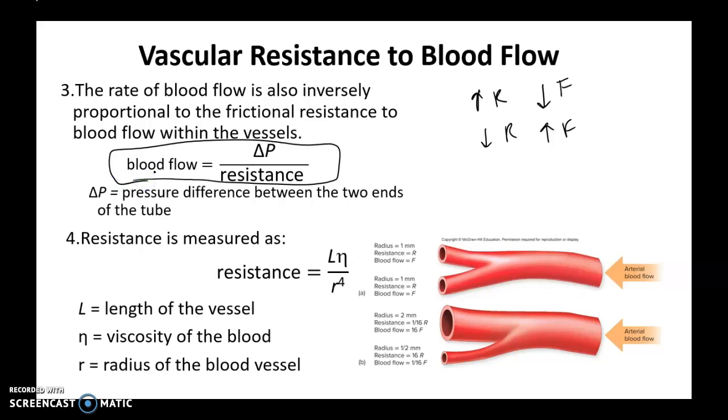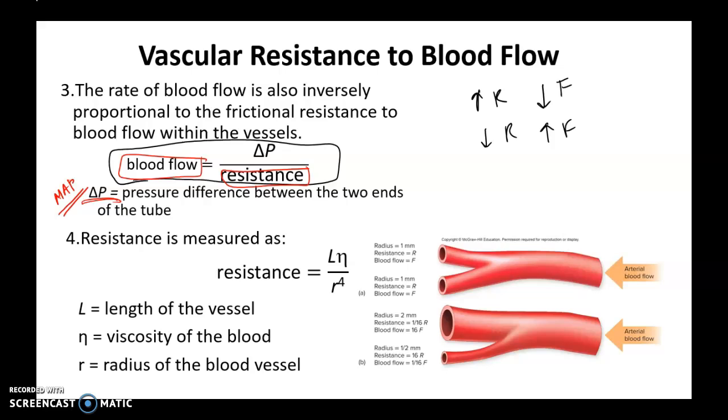What do we see here? We see that resistance and flow are inversely related, right? That's exactly what we talked about. More flow means we have less resistance. Less flow means we have more resistance. And delta P, as I said, is the mean arterial pressure, which is the pressure difference between the two ends of the tube. Hope you understand that.